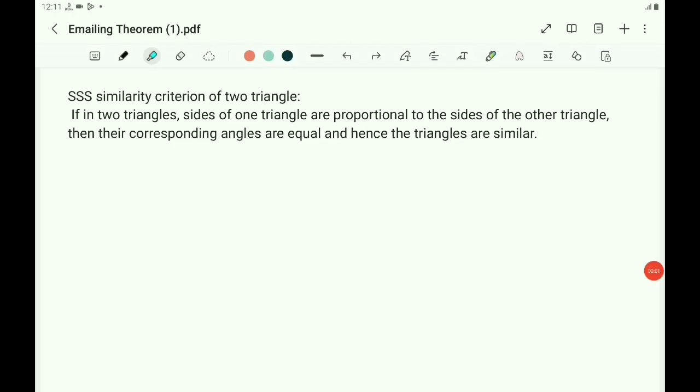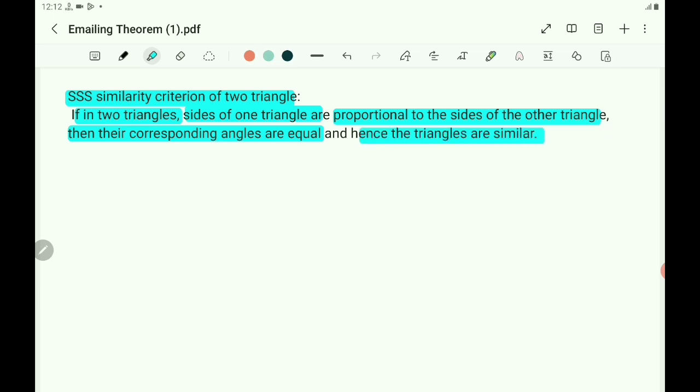Dear children, now let us state and prove the SSS theorem, or SSS similarity criterion of two triangles. What is its statement? If in two triangles, sides of one triangle are proportional to the sides of the other triangle, then their corresponding angles are equal and hence the two triangles are similar. This is the statement of the SSS similarity criterion of two triangles.